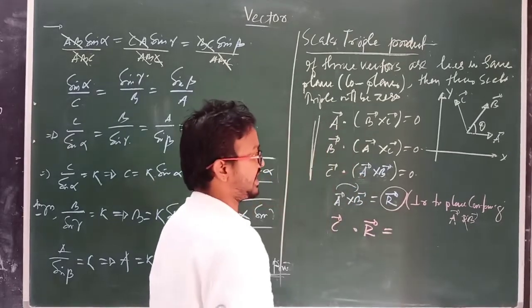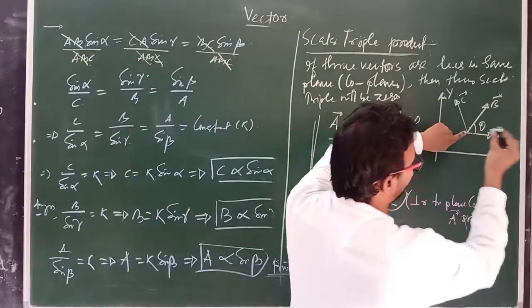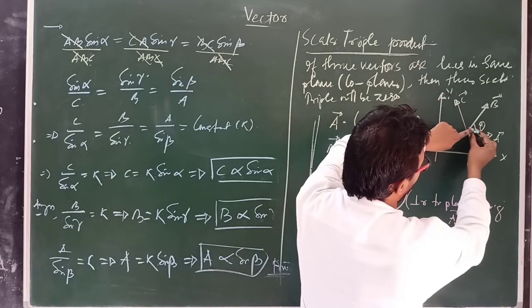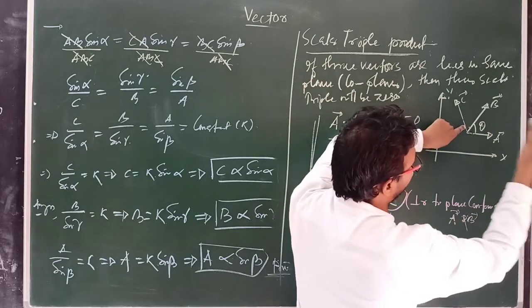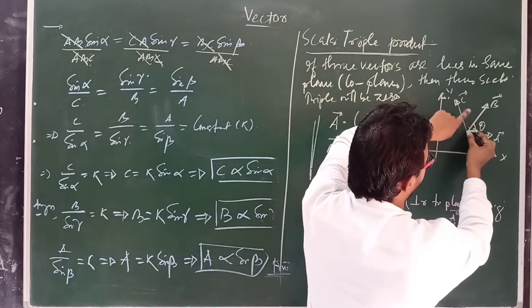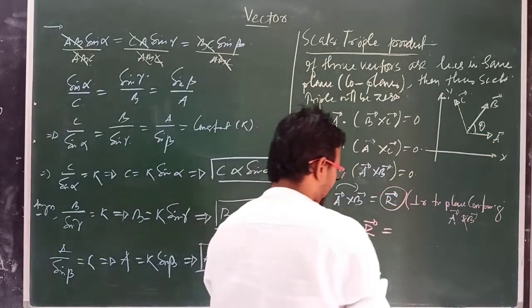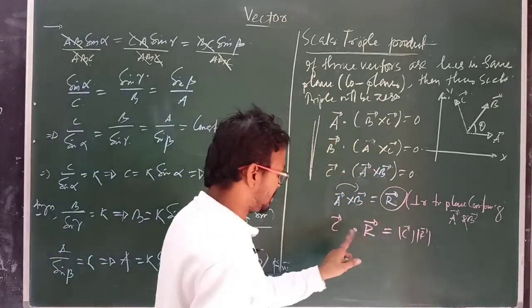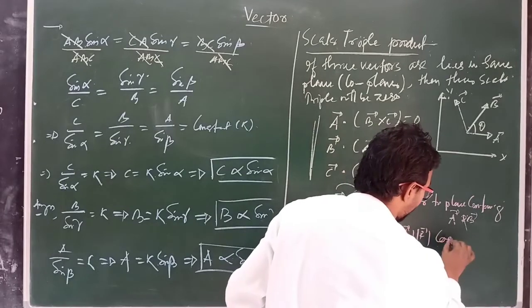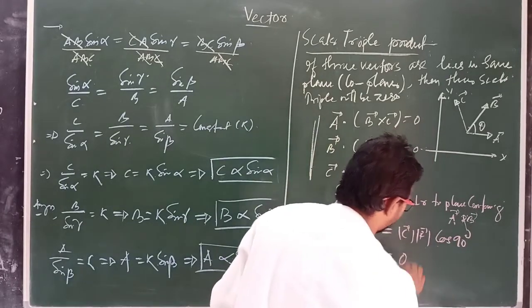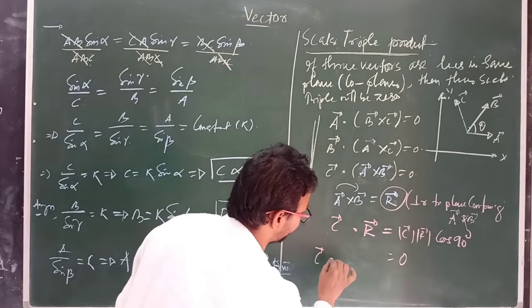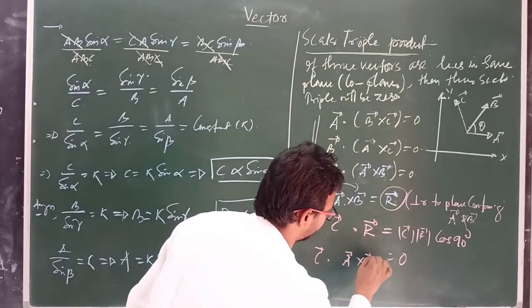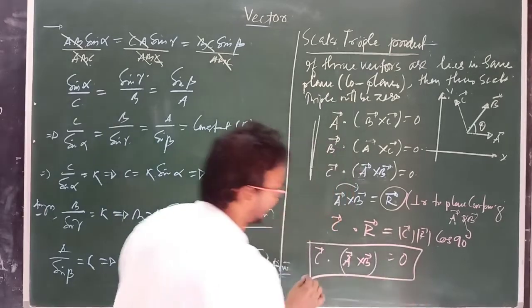Then what will be its result? Here the resultant vector is along the z axis, and this is the direction of the C vector, and the angle between this resultant and the C vector is 90 degrees. So using the dot product, magnitude of C times magnitude of R into cos theta, and theta is 90, so we get 0. So C dot R, where R is A cross B, so C dot A cross B equals 0. This is known as scalar triple product.